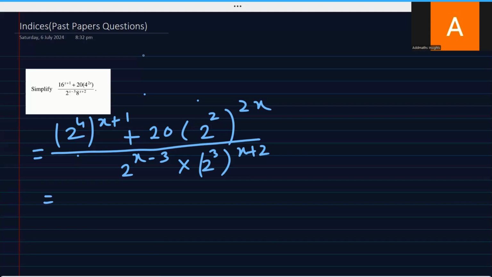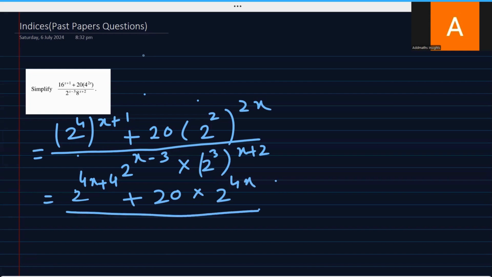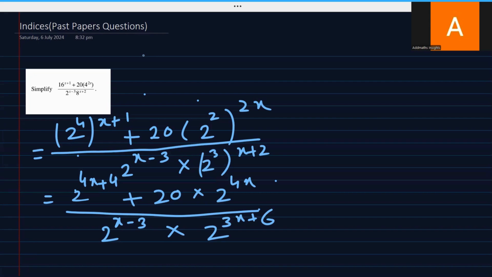Now you apply the laws of indices and multiply 4 by x plus 1. You are supposed to multiply it by both terms, so 4x plus 4, plus 20, and then you can write into 2 raised to the power 4x. Here you can write 2x minus 3 into 3x plus 6. So this is how you can make the bases the same.